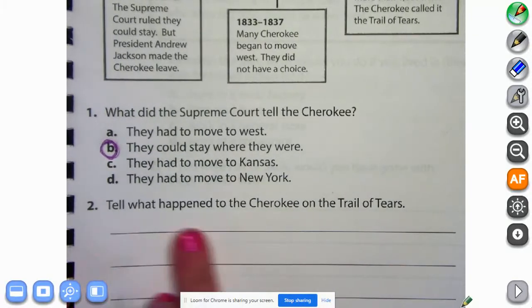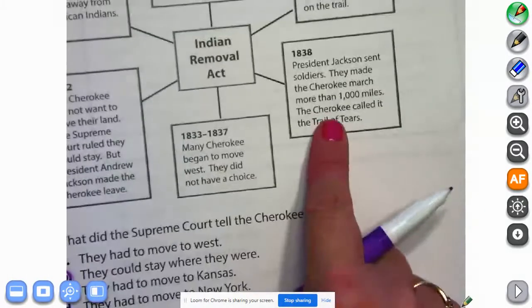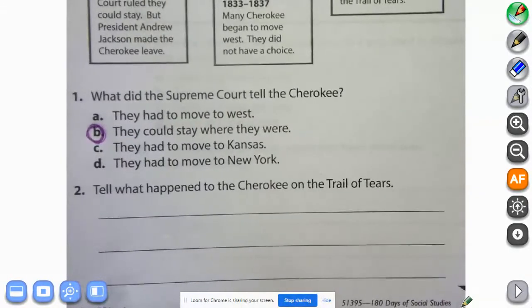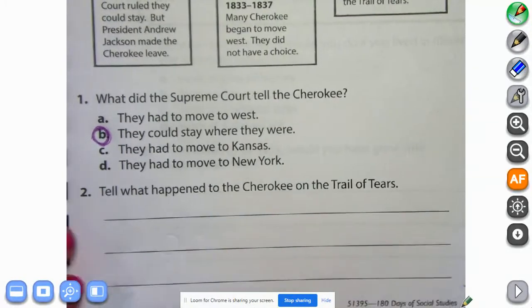Number 2, tell what happened to the Cherokee on the Trail of Tears. So that's up in this little box here. So write in your own words what you think the Trail of Tears was. Okay.